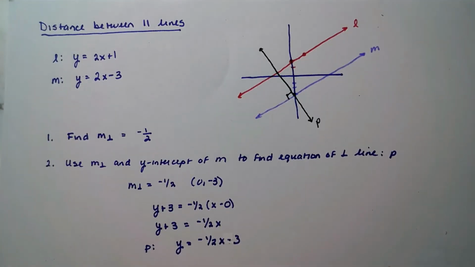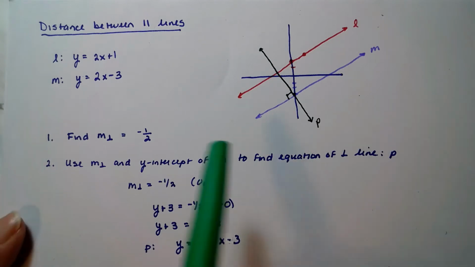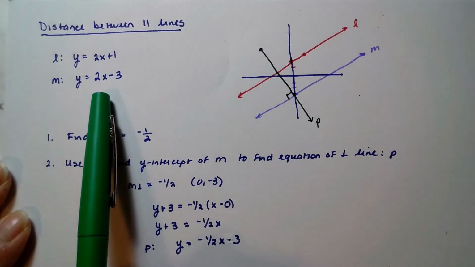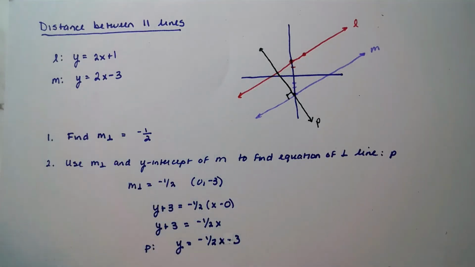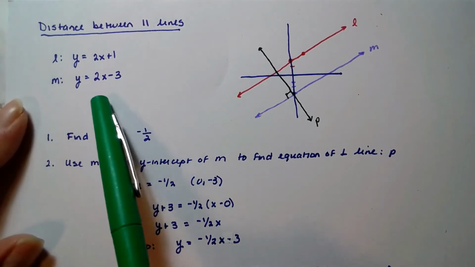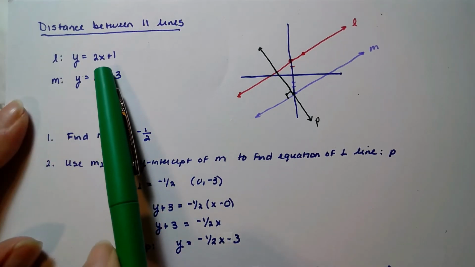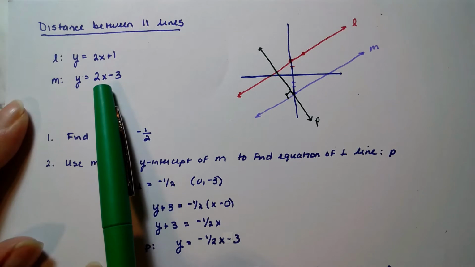Okay guys, so now we're going to talk about the distance between parallel lines. This is a little bit nicer because you're going to get the equations of the parallel lines. So there are two lines here, and I know that they're parallel because they have the same slope. They each have a slope of 2.